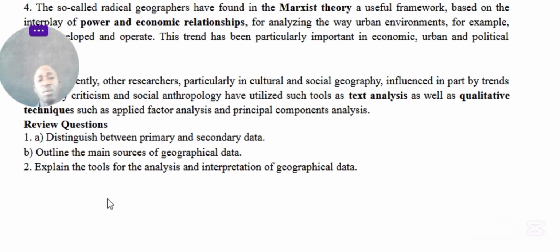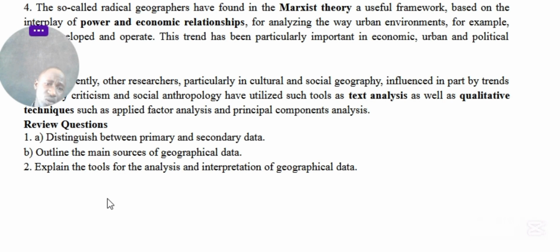Below there you have some of the sample questions. When you look through, number one says: distinguish between primary and secondary data. Then below you have another question which says: outline the main sources of geographical data.